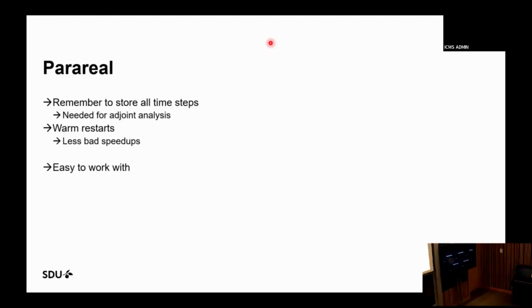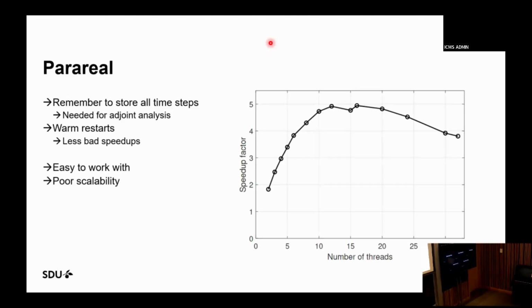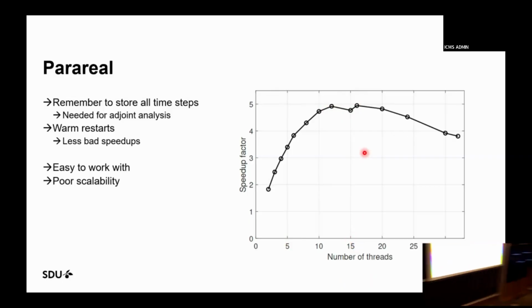We also learned that it is pretty easy to work with, which is nice. However, it suffers from poor scalability, at least in our case. That's what we see here. So this is the speed up factor as a function of the number of processors, and we get a speed up of around 5 for around 60 processors. It's pretty good. Well, yeah, because we use warm restarts, and that's where it comes from.